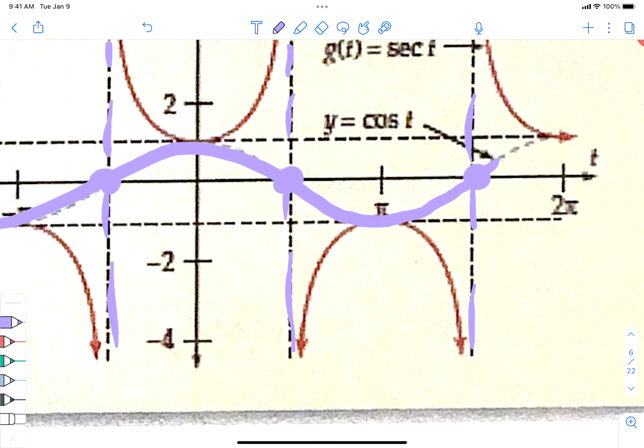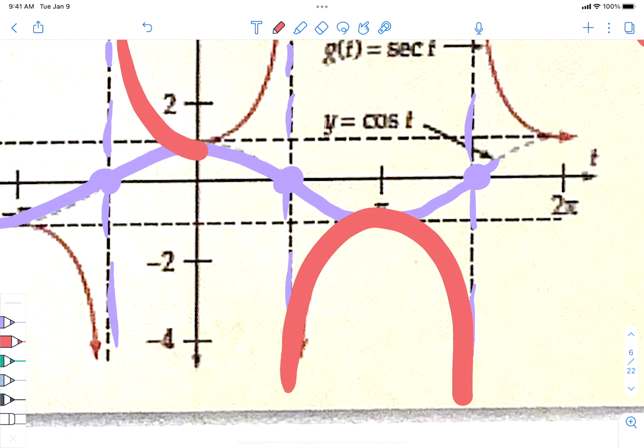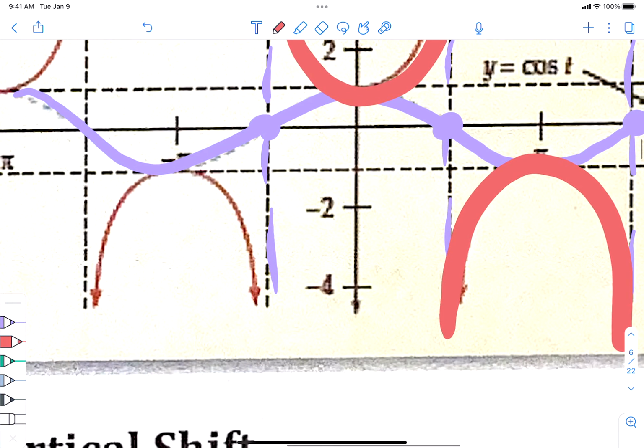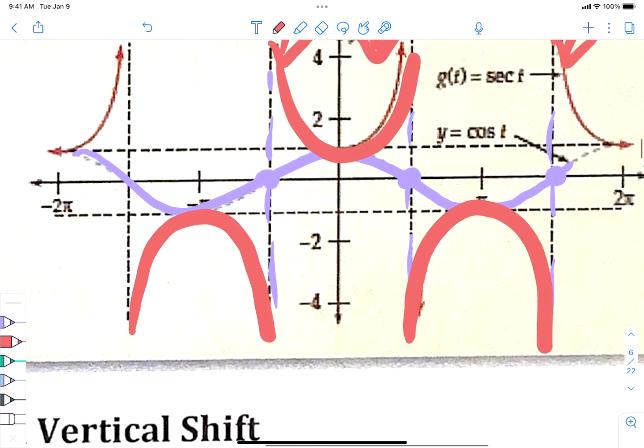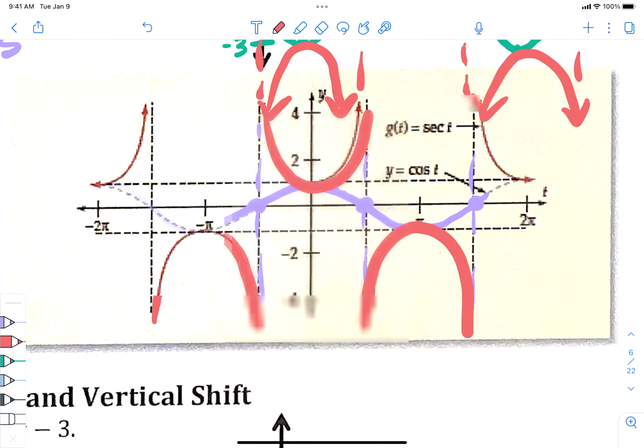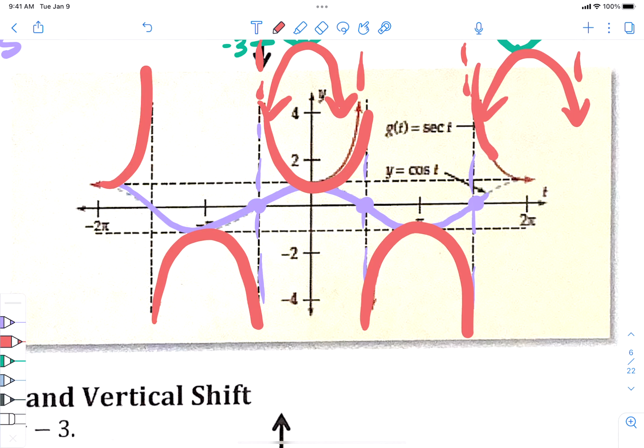Your little parabolas are going to be confined in between those vertical asymptotes. So all you're going to do is graph cosine. These parabolas are your secants, because secant and cosine go together. You do little half ones over here because it stopped halfway through.